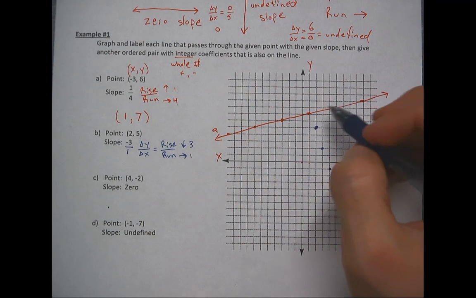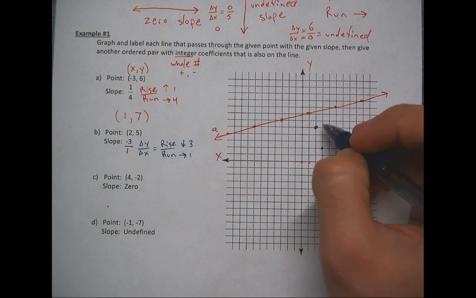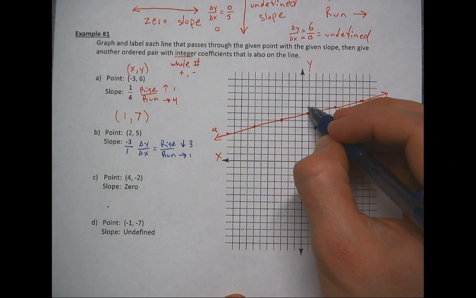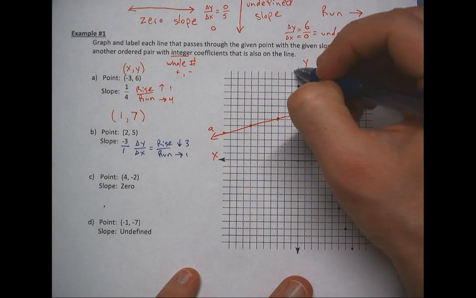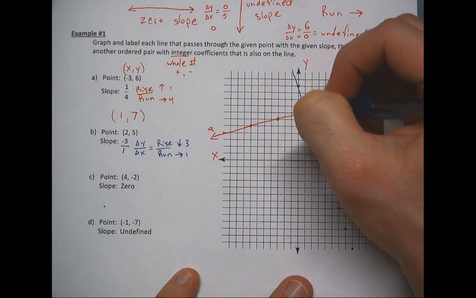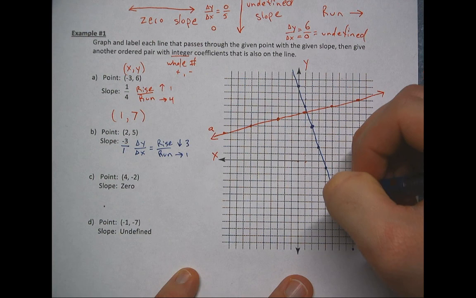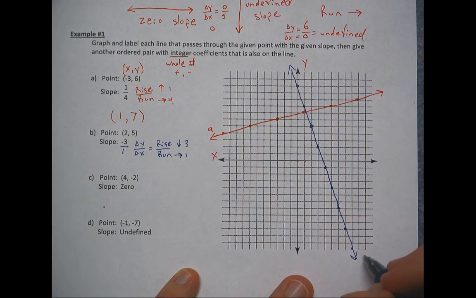And if I'm going to work the other way, I'm going to go opposite of that. So instead of down 3, I'm going to go up 3. And now I'm going to the left 1 to continue this. And I'm going to just carefully connect these dots. Label my line. This is line B.